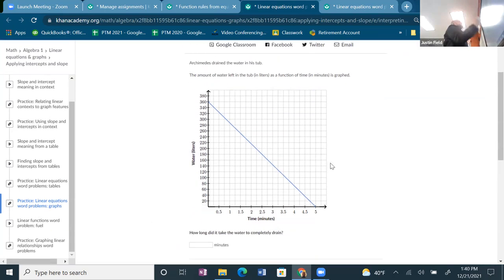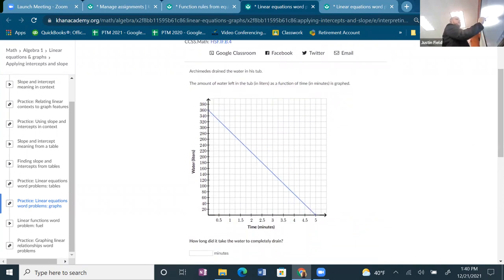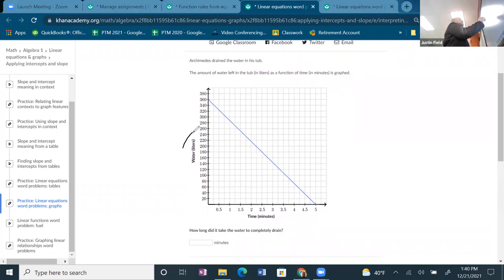It's tough. Okay, so again, I'm trying to make sense of the situation and just see what I'm actually looking at. So I look right here. Something is happening from 0 minutes to 5 minutes. Water in liters. We're starting out with 360 liters, and by 5 minutes, we have nothing left. And so now I read the question, how long did it take the water to completely drain? I didn't even start by reading this. I just started by trying to understand the graph. And now I'm reading it.